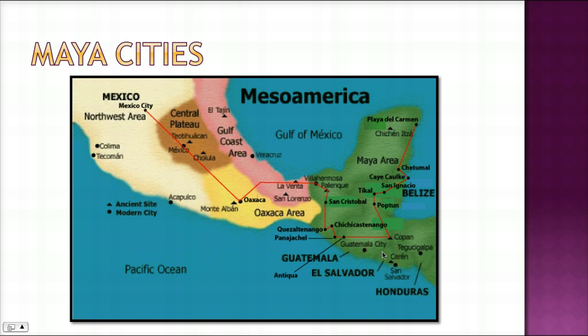But the three main cities that we're going to talk about here are Tikal, which is right here, Palenque, which is right here, and Chichen Itza, which is way up here in the north.